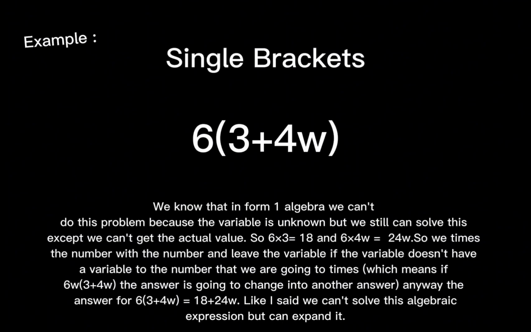So we multiply the number with the number and leave the variable if the number we are going to multiply doesn't have a variable, which means if it is 6w(3 + 4w) the answer is going to change into another answer. Anyway, the answer for 6(3 + 4w) equals 18 + 24w. Like I said, we can't solve this algebraic expression but can expand it.